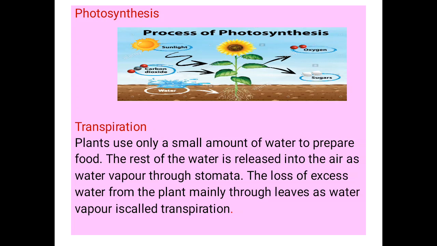Next is transpiration. Plants use only a very small amount of water to prepare their food. And what happens with the rest of the water? The rest of the water is released into the air as water vapor through stomata. This loss of excess water from the plants, mainly through leaves, as water vapor, is called transpiration.